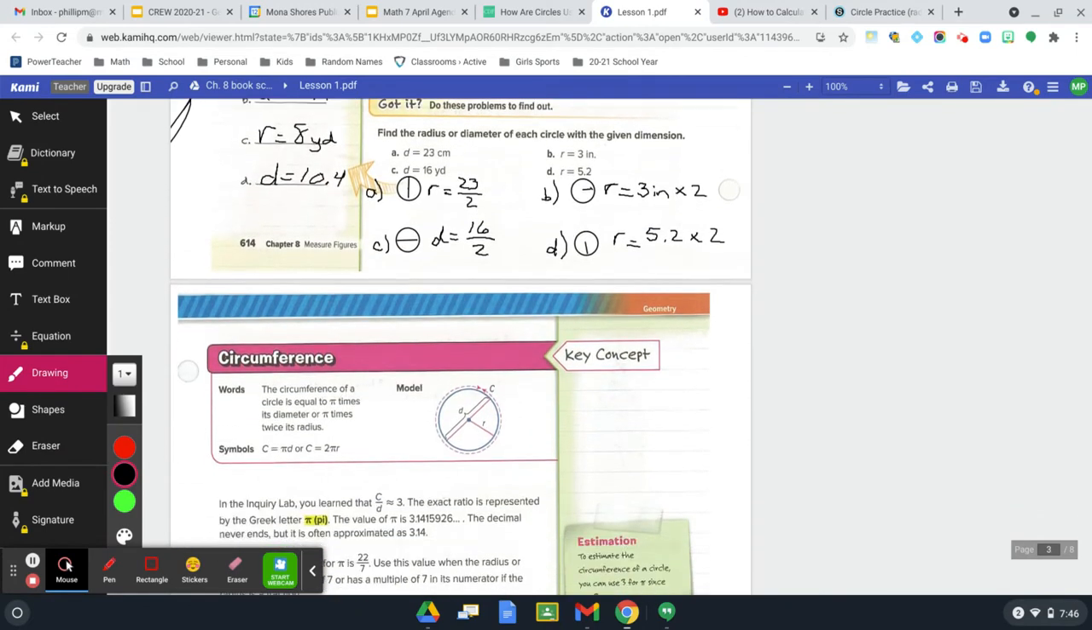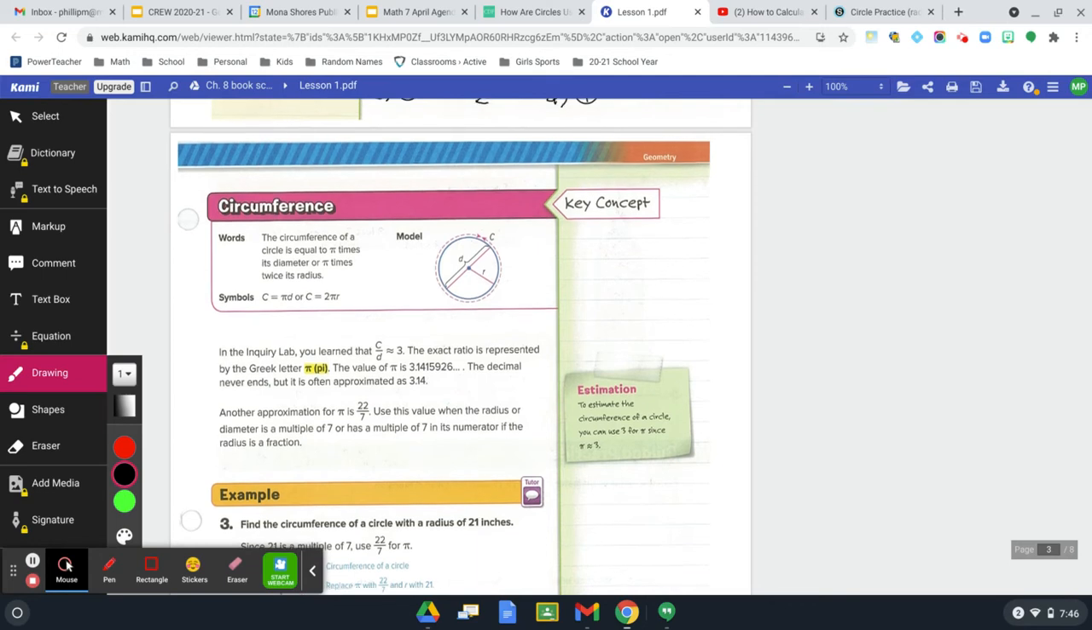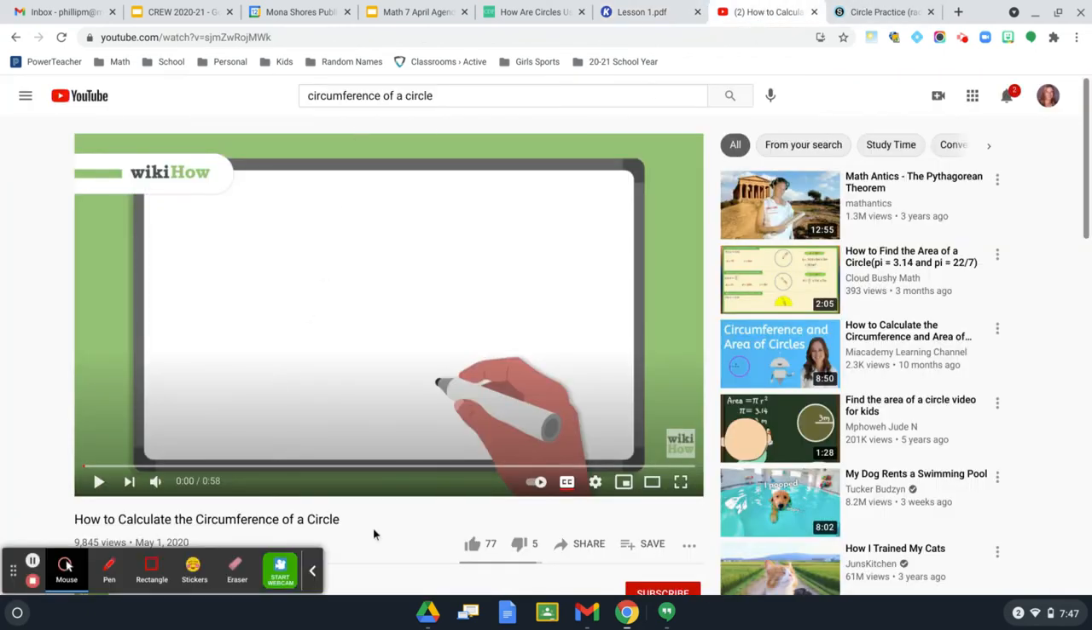And we're going to go to, trying to find, there it is, page 615 at the top. We're going to talk about the formula for circumference. Before I go through an example with you and talk about the formula, I'm going to show you this quick video on how to calculate the circumference of a circle and how diameter and radius play a part of that. It's under a minute, and then we'll continue in the book.